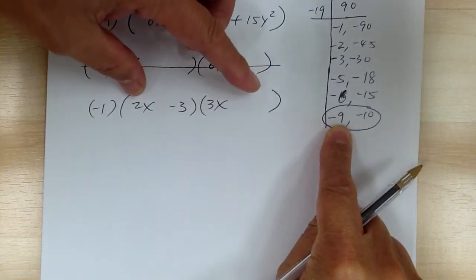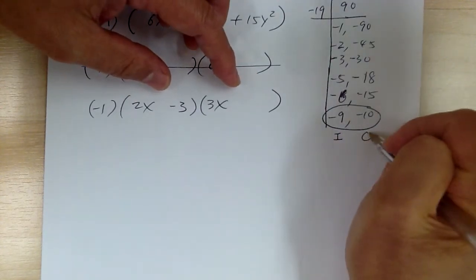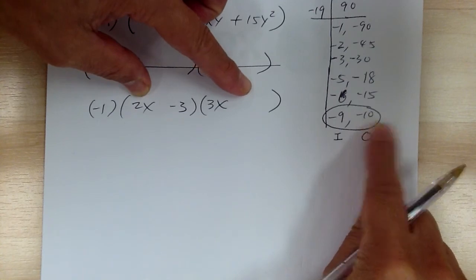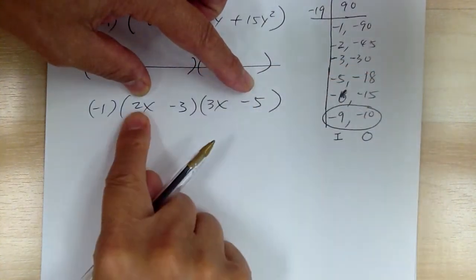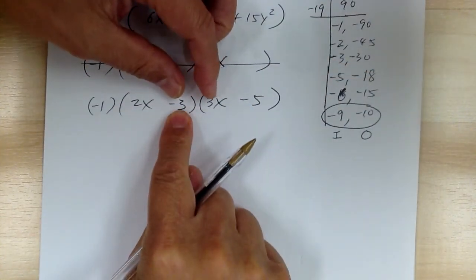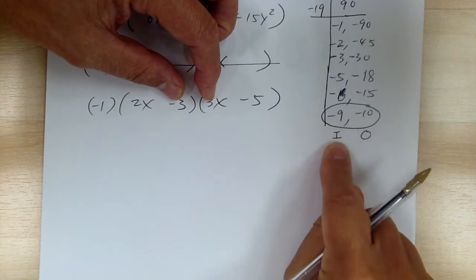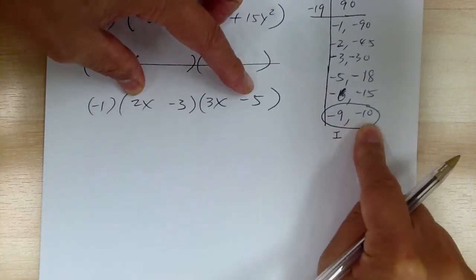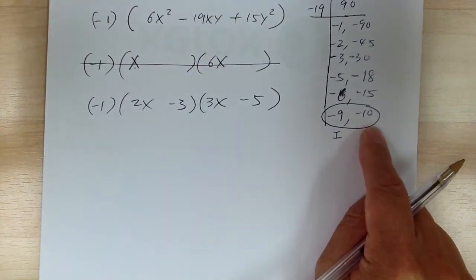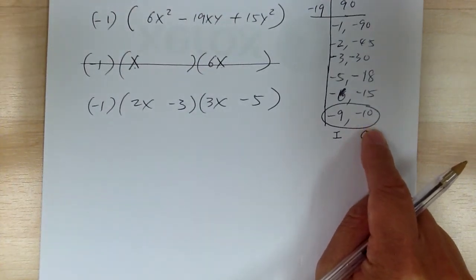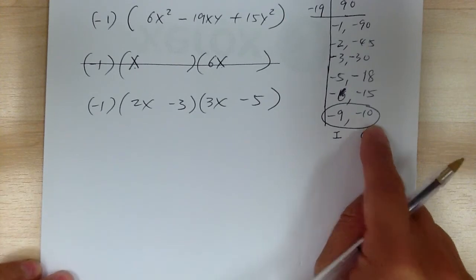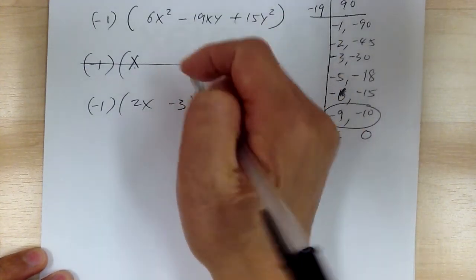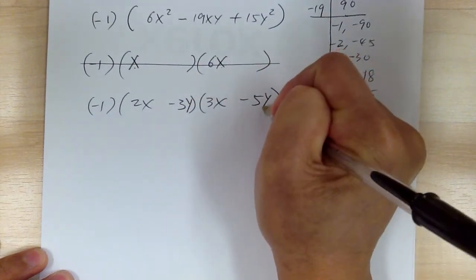Okay, the outside. If this is the inside, this must be the outside. So 2 times blank equal to negative 10, so it would be minus 5. You can check. Negative 3 times 3 gives you negative 9, that's the inside. The outside, 2 times negative 5 gives you negative 10. Now, what you want to do next is also add the y. See the y squared in the back? In order to get y squared in the back, you need to have a y here and a y here.